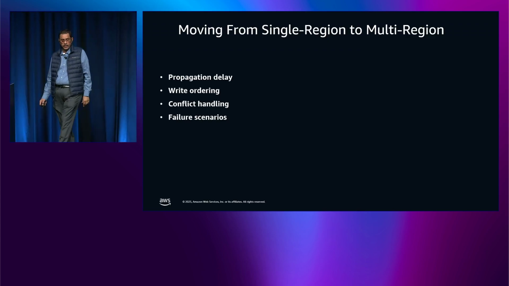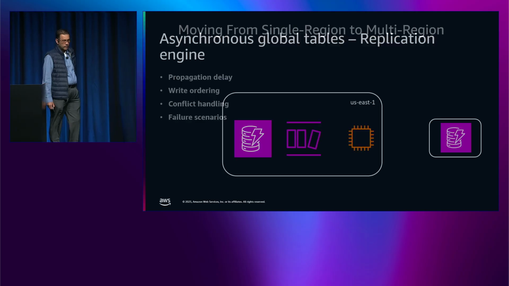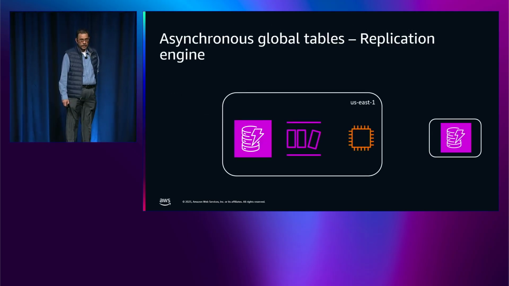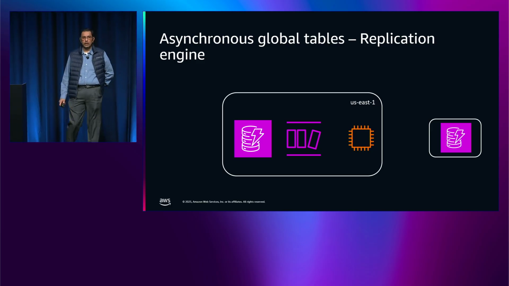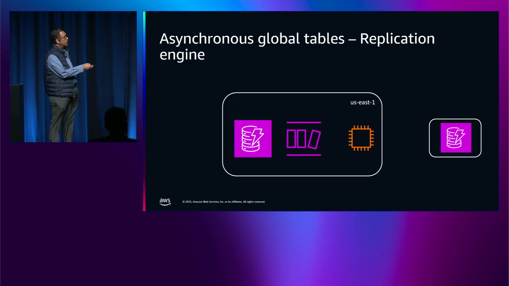And finally, we're going to talk about failure scenarios, various different failure scenarios, and how we deal with them. So let's talk about actually the way in which replication works. I have here a picture of a global table. I'm showing 2 copies. We'll get to multiple copies as well. So in US East 1, I have a table copy. And in another region, whichever region it is, I have a replica.